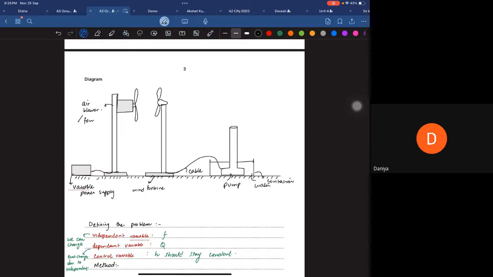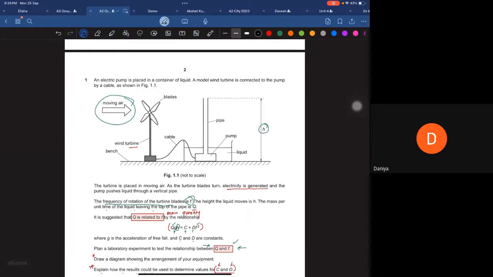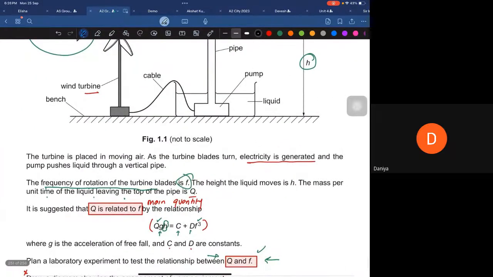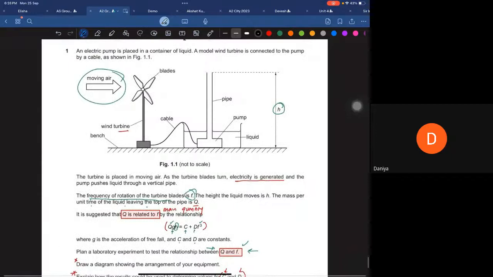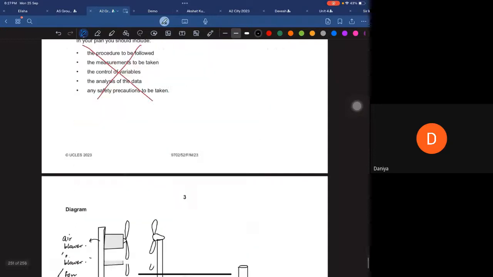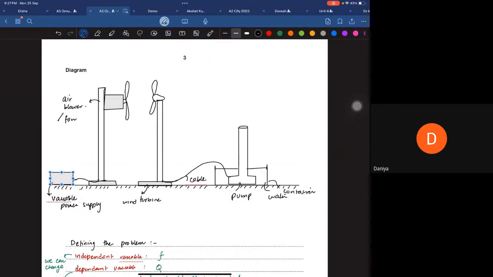Then, obviously, I need to think that I need to find Q. Q was the mass per unit time of the liquid leaving the top of the pipe. So I need to think about that. How can I basically measure that, right? Let me think. I don't want the pipe to be collected on the... I don't want it to go back into this.